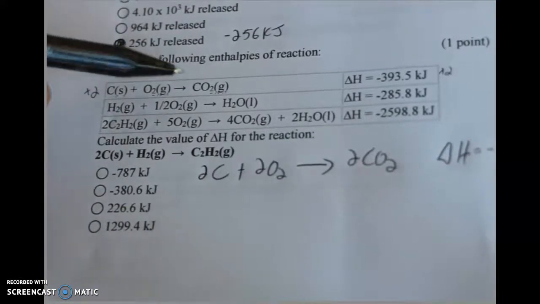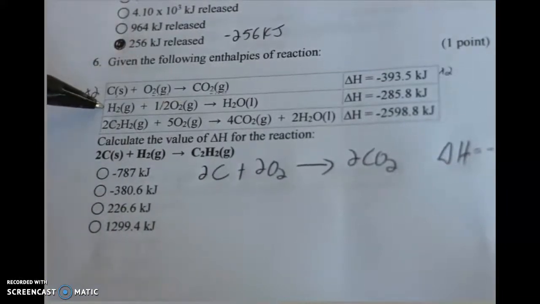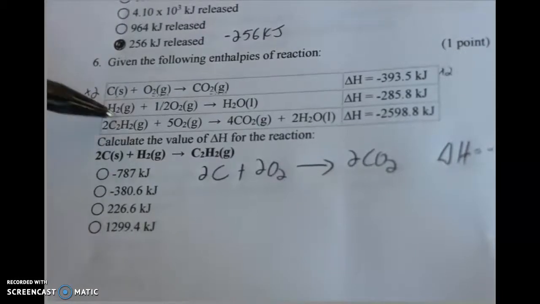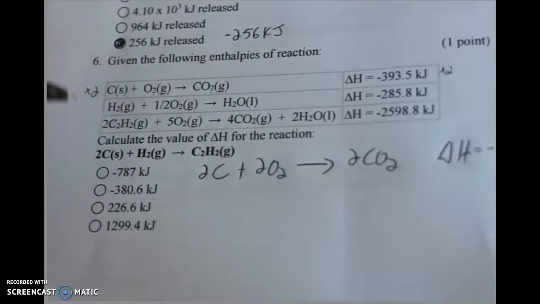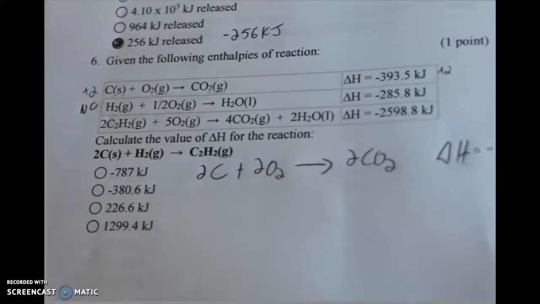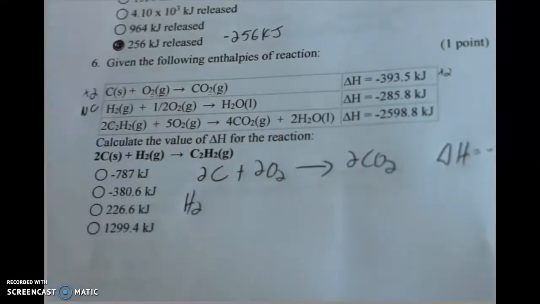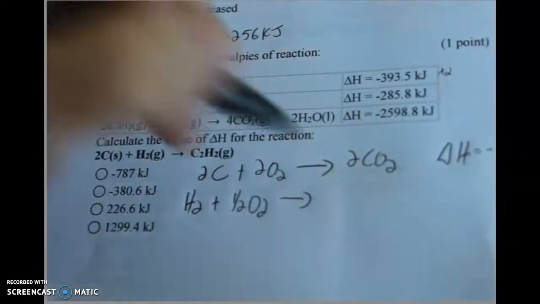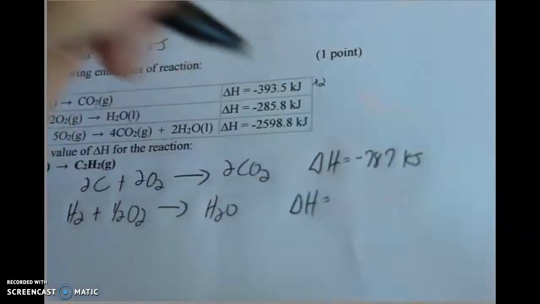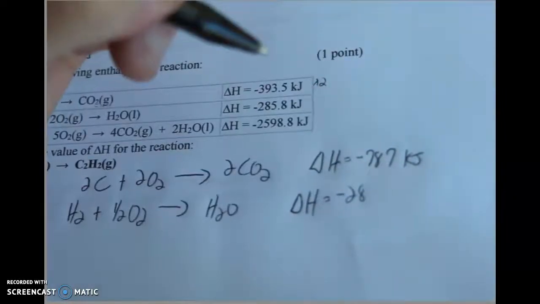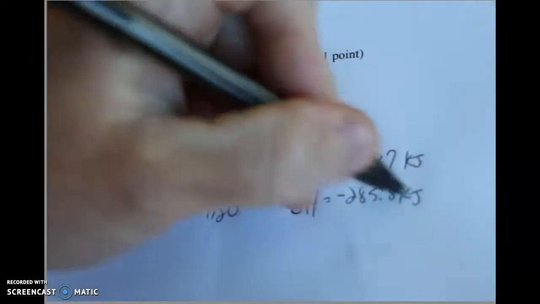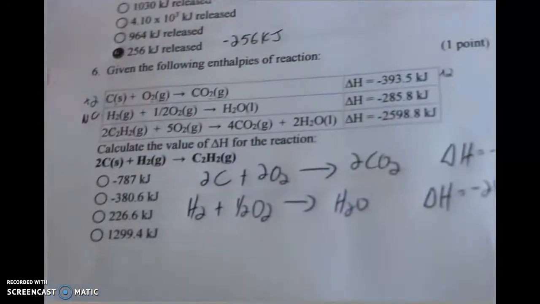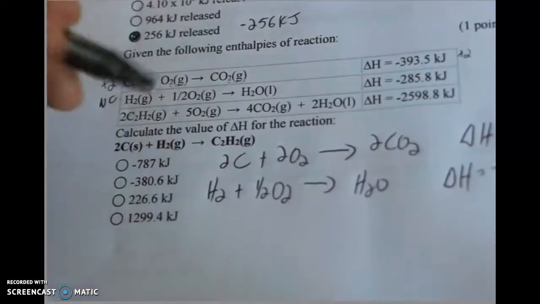Alright, now the next thing that we look at is H2. The only spot it shows up is right here. Now we want it as a reactant, it's shown as a reactant, the coefficients match, so everything's good on this one, so I'm writing NC for no change. So I could just rewrite that one. H2O. Since I didn't change anything, the delta H term ends up being exactly the same. Negative 285.8 kilojoules.